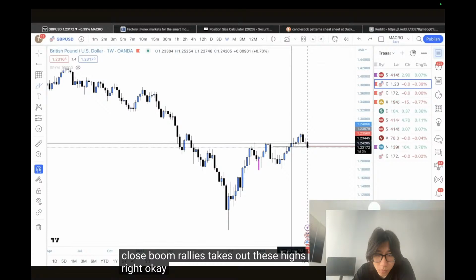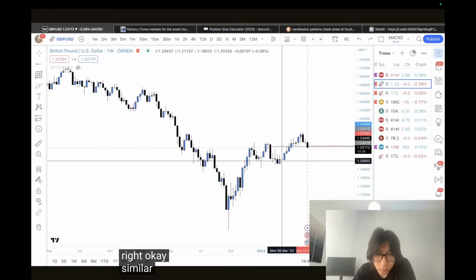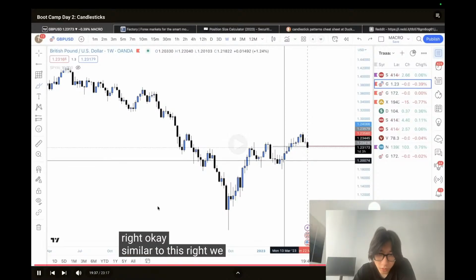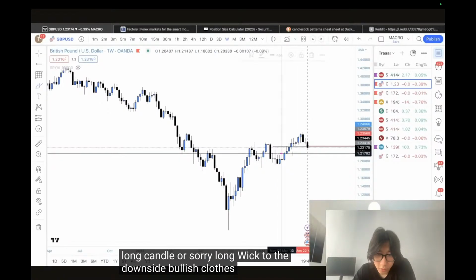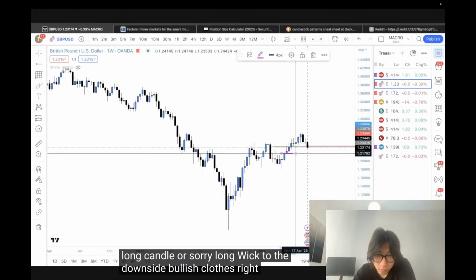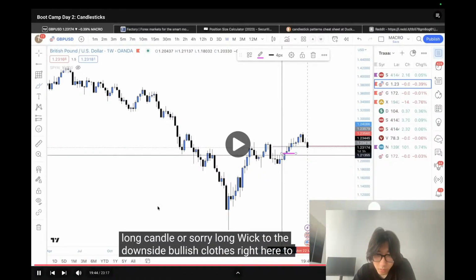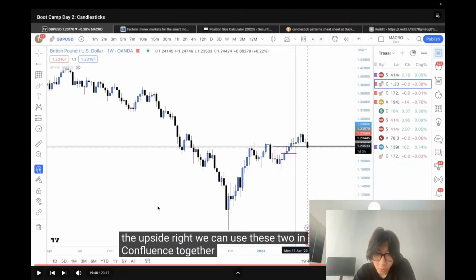Similar to the doji, we got a really, really low price, but the end price is higher. That means it's strong bullish. We have a doji, a long wick to the downside, and a bullish close right here to the upside. We can use these two in confluence together, these two both.